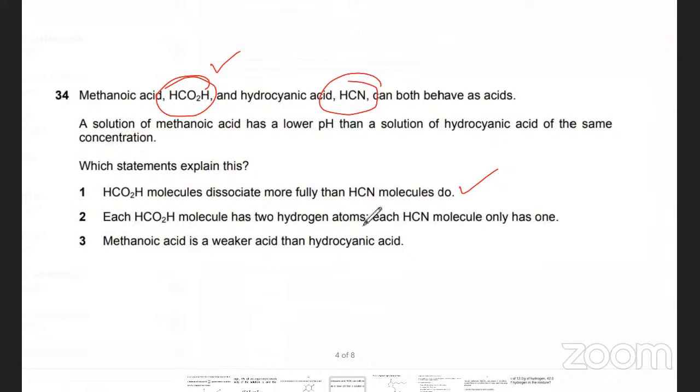Each molecule has 2 hydrogen atoms. Each HCN only has 1. That's wrong, because that does not matter, because only one of the H dissociates, the carboxylic acid H. In HCN, there's only one H that dissociates. So remember, in methanoic acid, it's not the other H that's dissociating, it's the OH H. So only one of the H is going to dissociate.